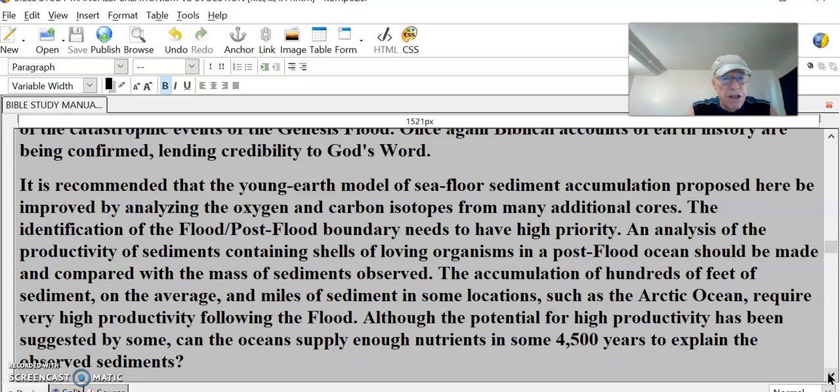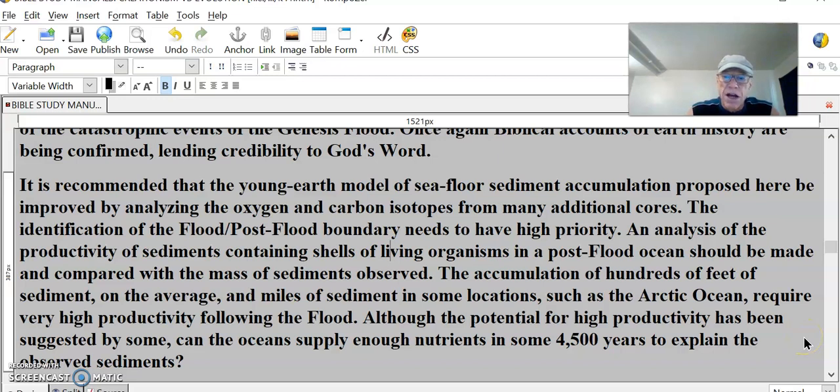It is recommended that the young Earth model of seafloor sediment accumulation proposed here be improved by analyzing the oxygen and carbon isotopes from many additional cores. So if you're a scientist, get out there and start measuring. The identification of the flood post-period boundary needs to have high priority. An analysis of the productivity of sediments containing shells of living organisms in the post-flood ocean should be made and compared with the massive sediments observed.